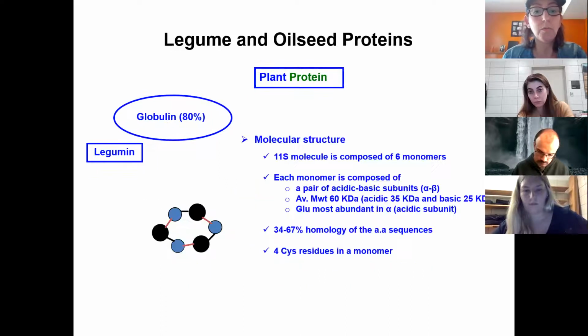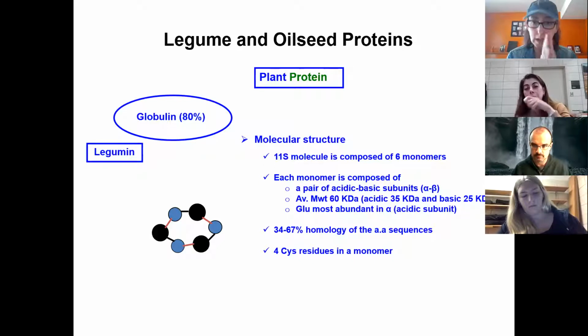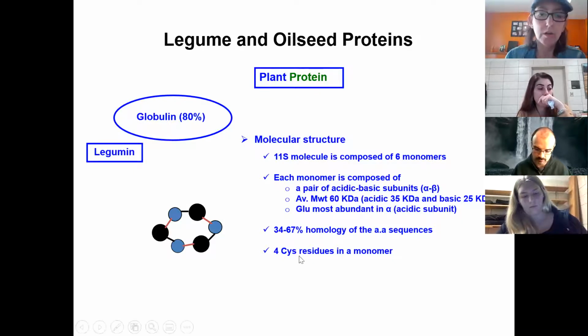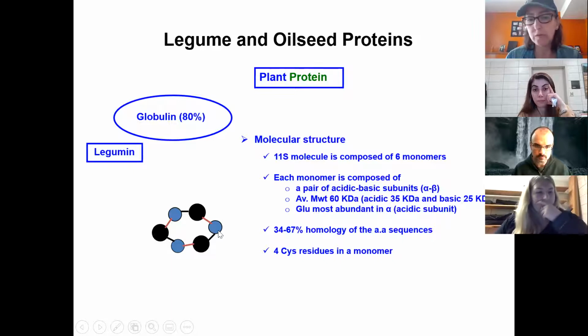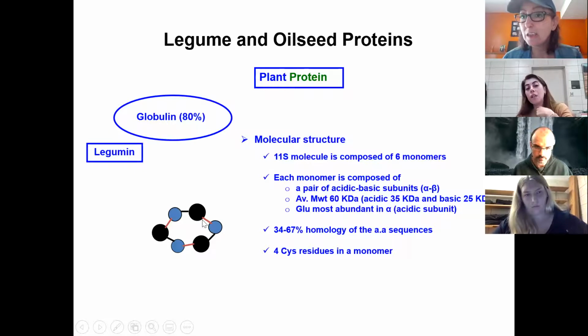Okay, so looking at the legumin again, and speaking of the subunits, the legumin molecule, which is 11S, is composed of what we call 6 monomers. Each monomer, if you look here where I'm putting my cursor, has the black sphere and the blue sphere. Each one of them is a protein molecule we call a subunit, but they're linked with each other by disulfide linkages. Each monomer has 2 disulfide linkages, involving 4 cysteine residues. So this is the monomer here.